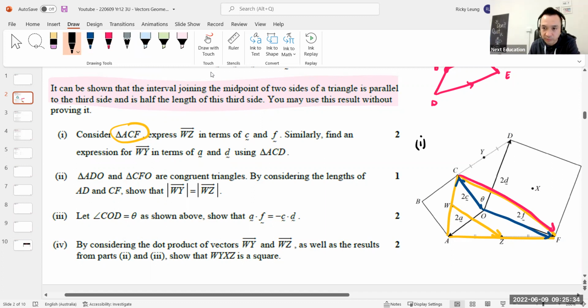So part one, I can see that CF, the pink one there, is equal to, now, it's going to be this blue going backwards. So I'll write CO plus OF.